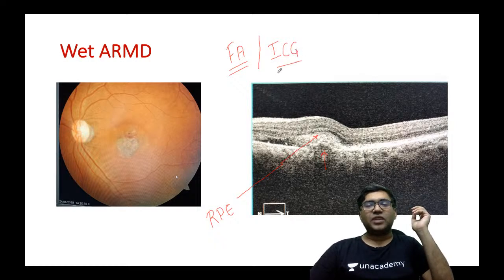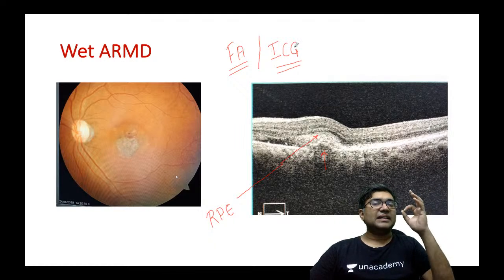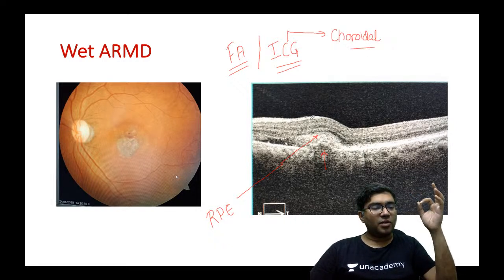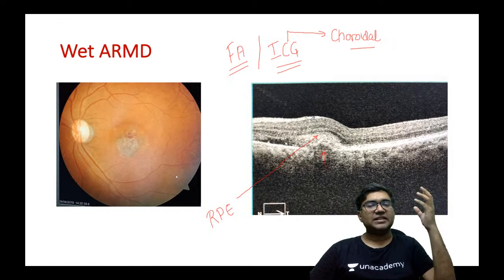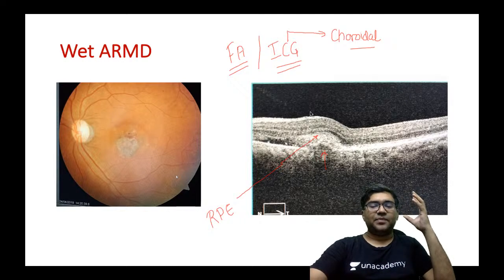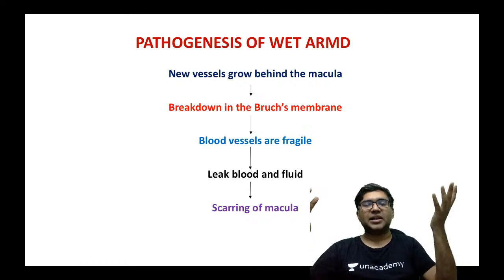Can anyone tell me what is the full form of ICG? One thing that you have to remember is that ICG angiography is specific for choroidal disorders. And the full form of ICG is, very good Dr. Abhinaya, indocyanine green angiography. Okay, so this is wet AMD. Now I would show you a flow chart of how wet AMD develops.